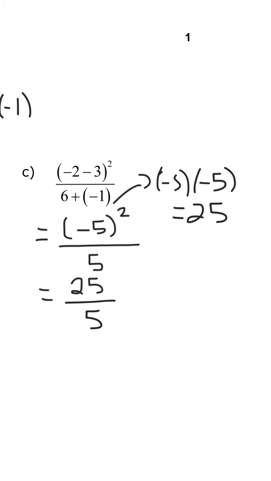Over 5 still. Now we have an improper fraction essentially here, but what we can do is divide this. There's no point in reducing it, just divide. 25 divided by 5 gives us a final answer of 5.